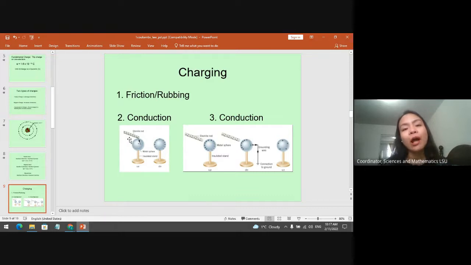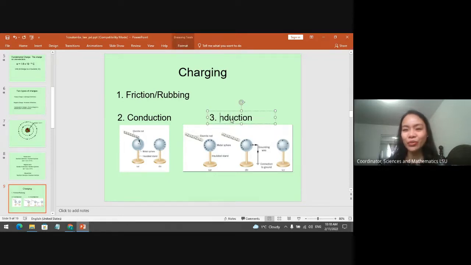You charge the ebonite rod, so while charging, the ebonite rod is negatively charged. And if you touch the neutral metal sphere, the negative charge of the ebonite rod will go there. The electrons will go, so the metal sphere will become negatively charged also. Now, next, sorry guys, this is conduction and this is induction.